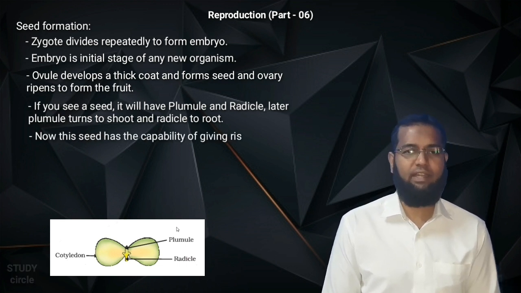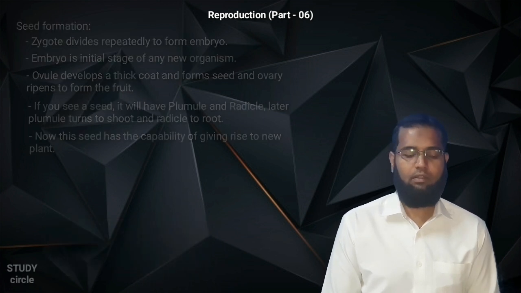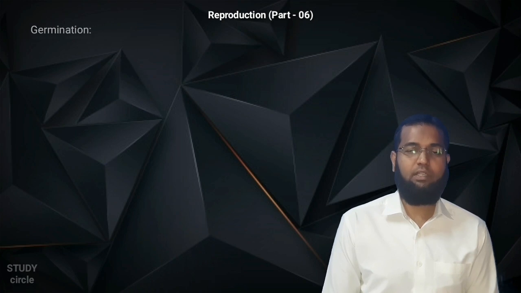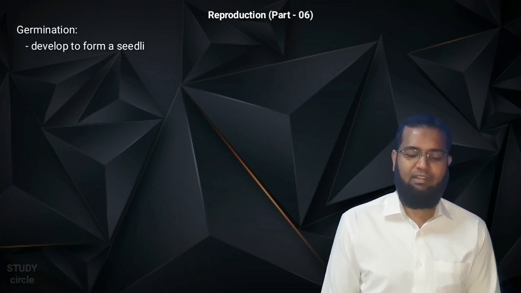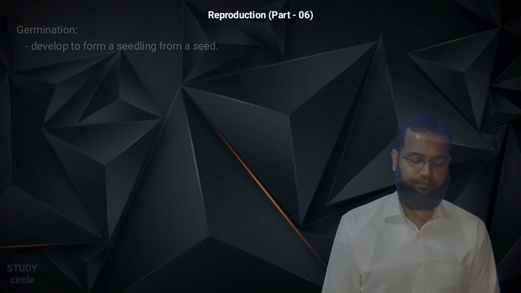So now the seed is ready. When you germinate the seed, that means when you place it into the soil, it turns into a seedling where a new plant comes into the external world. Fourth step, germination. A seedling develops from a seed. Now the seed is ready to germinate, as I told you. Now when you place it into the soil, a new plant comes to the external world.